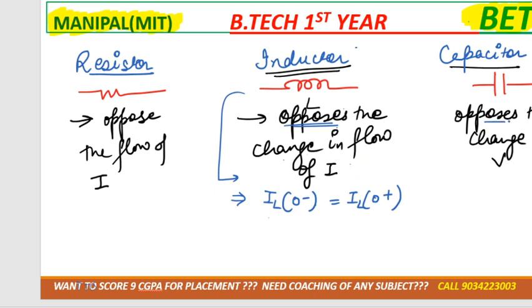Similarly, we'll have the property of capacitor that it opposes the change in voltage. So VC of 0 minus would be equal to VC of 0 plus. Capacitor won't allow the change in voltage and inductor won't allow the change in current. Okay, so basically this formula you need to remember for the transient purpose.